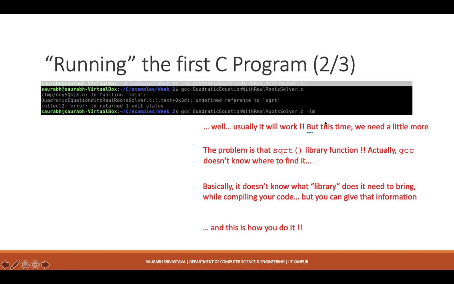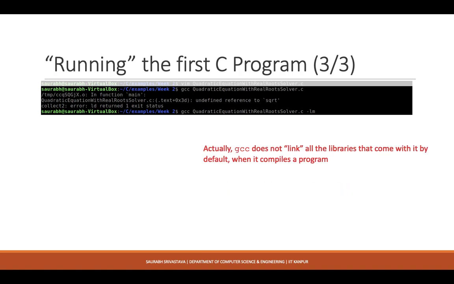What this -lm does is: -l is a switch for GCC. You have already used switches for other commands in bash. So -l is a switch for GCC, and m is a shorthand for the math library. What this is now doing is that GCC is being told to include the math library at the time of compiling your code. We call this step, where you ask GCC to add additional libraries so that your code can be compiled, linking.